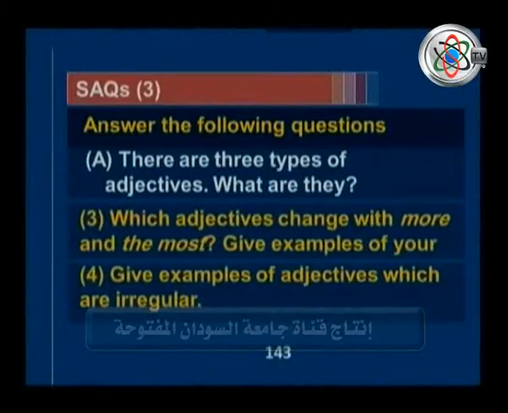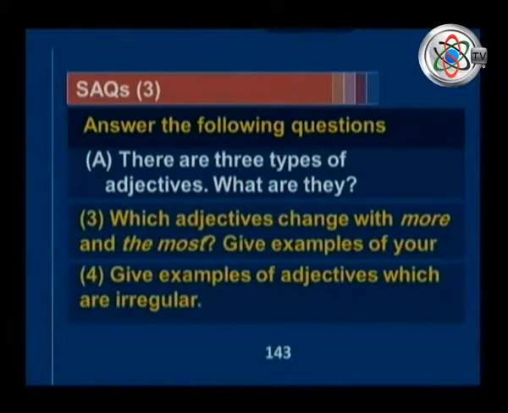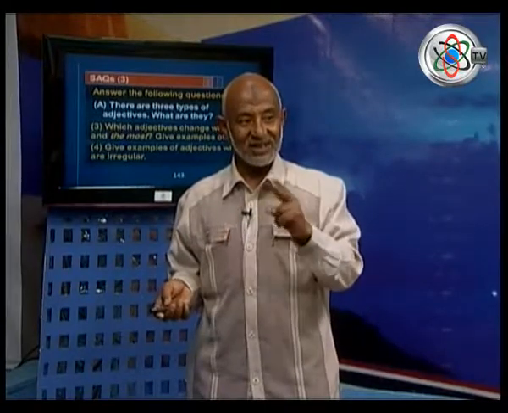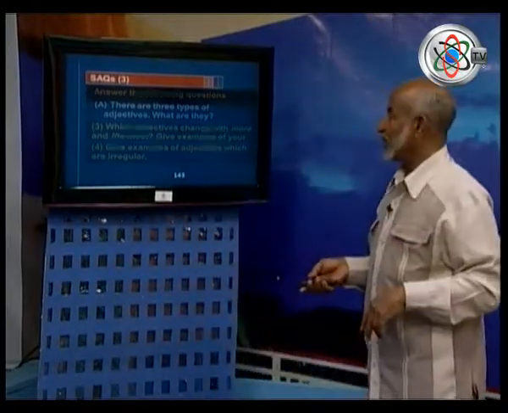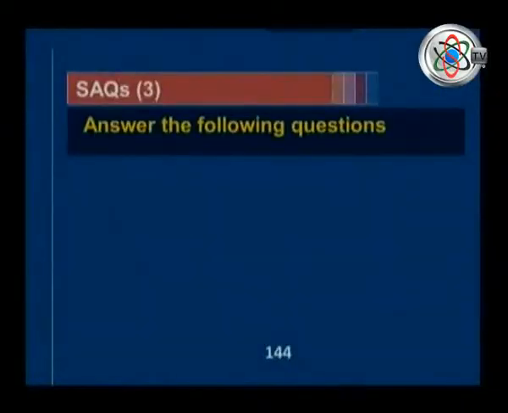Give examples of adjectives which are irregular. Good, better, the best. Yes, good, better than, the best. Bad, worse, the worst. And so on. Answer the following questions.